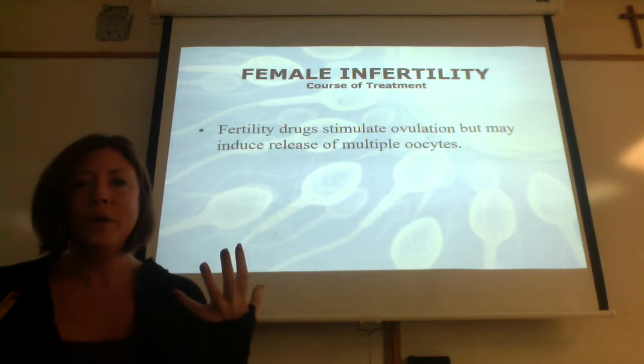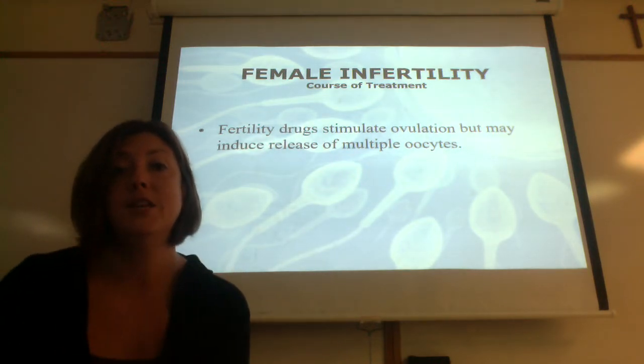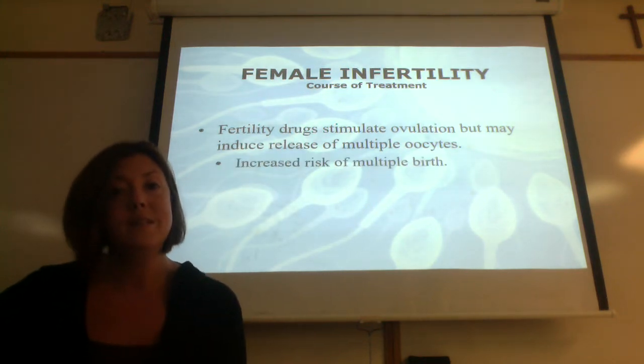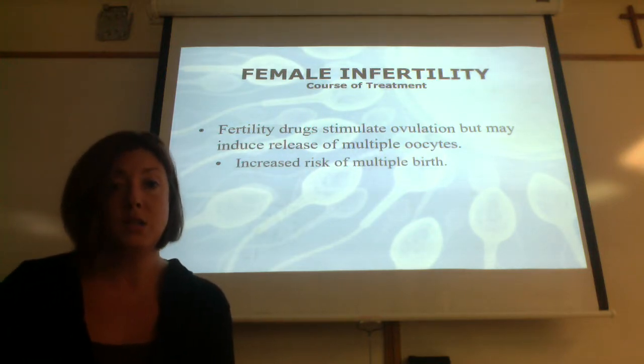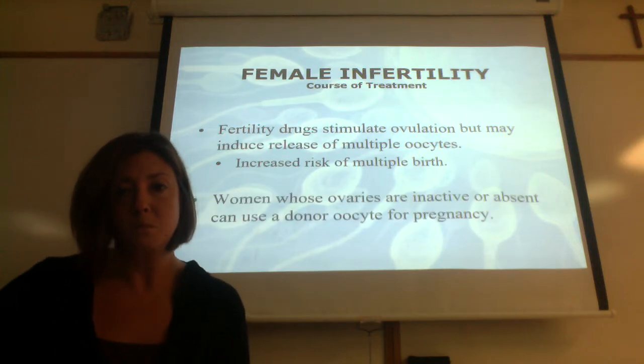Additionally, when we go through these courses of fertility treatments, oftentimes fertility drugs are meant to stimulate ovulation, which means that we're going to end up releasing multiple oocytes, which often means that we can end up with an increased risk of multiple birth. So not just having one child, but having multiple children during the same reproductive event.